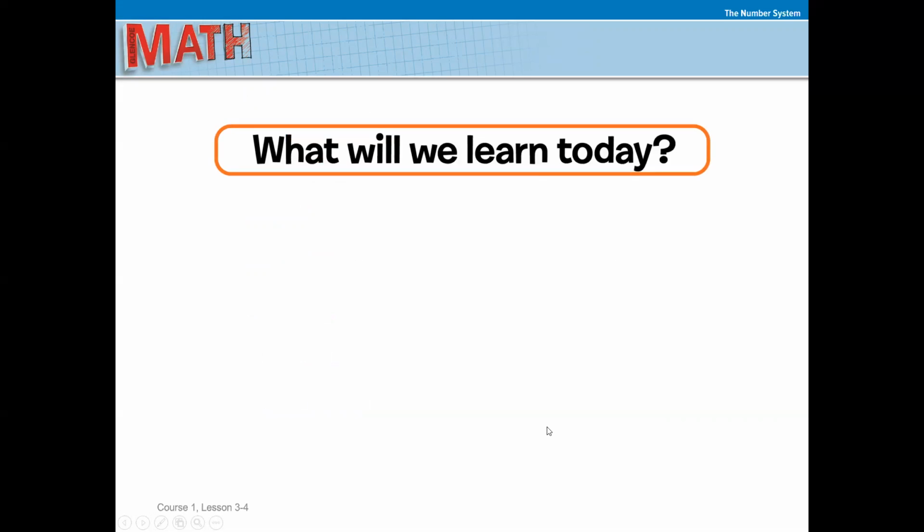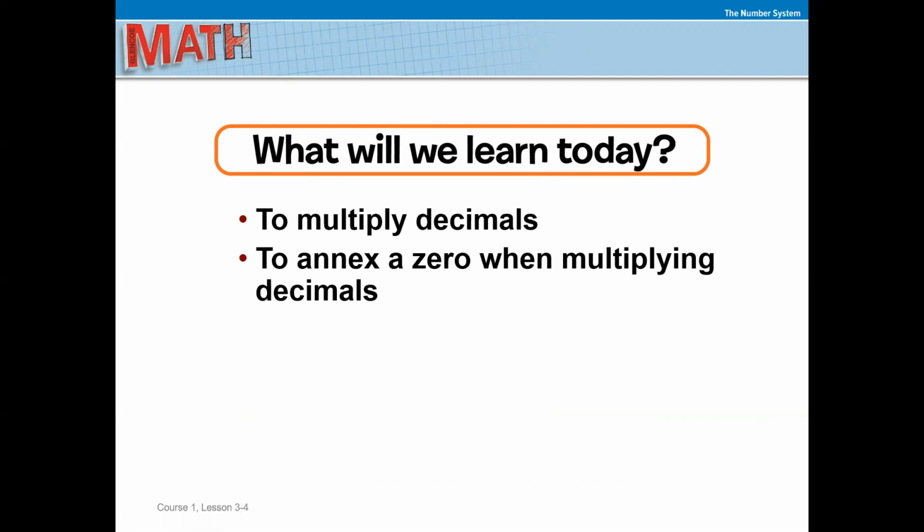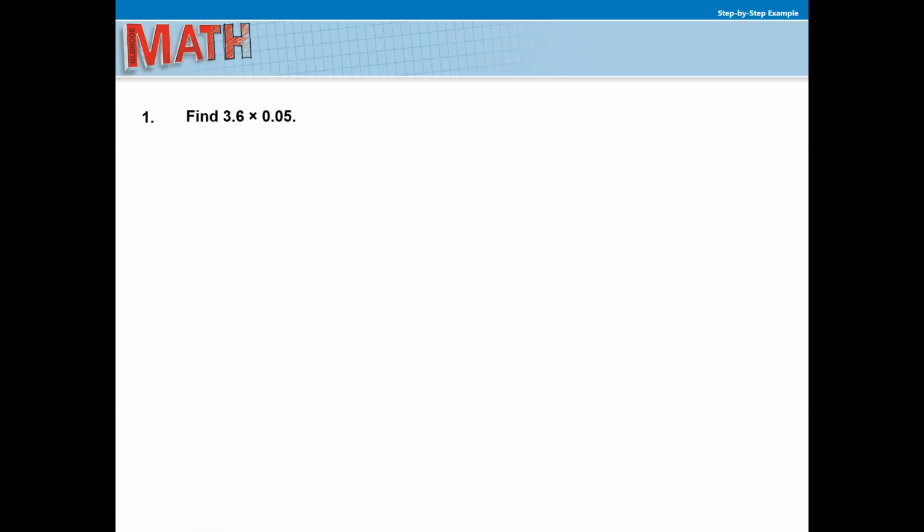What will we learn today? To multiply decimals, to annex a 0 when multiplying decimals. Find 3 6/10 times 5/100. Estimate: 3 6/10 times 5/100 is approximately 4 times 0. They round the 3 up to the nearest whole number, but 5/100 is too small, so it rounds back down to 0. So our estimate is that 3 6/10 times 5/100 is approximately 0.